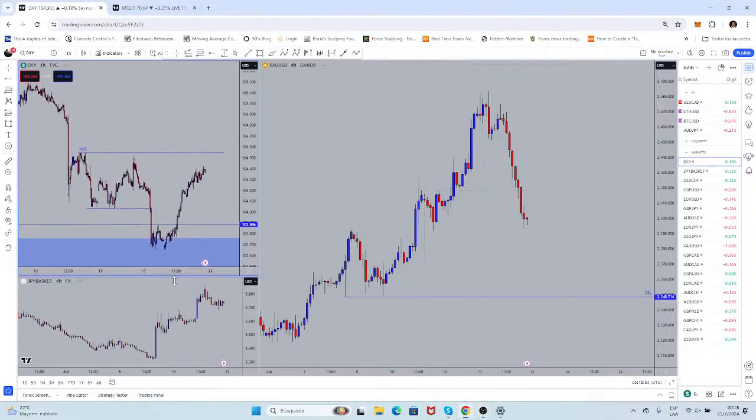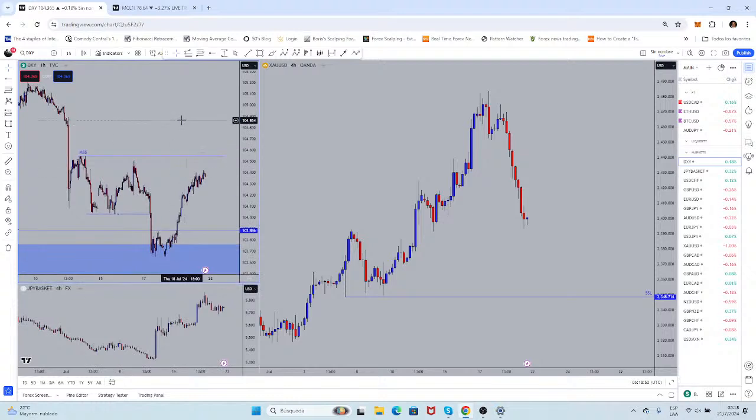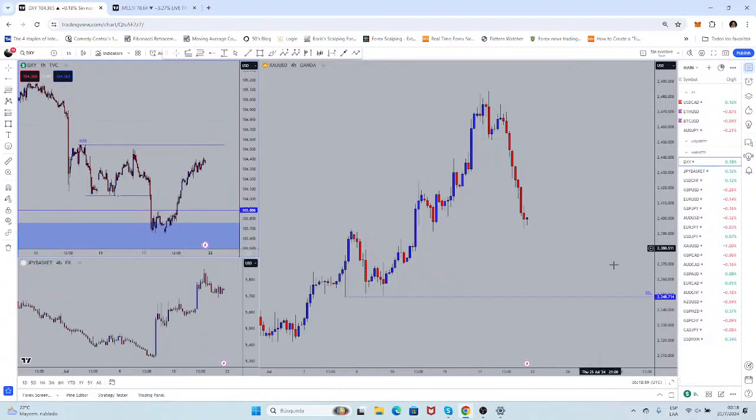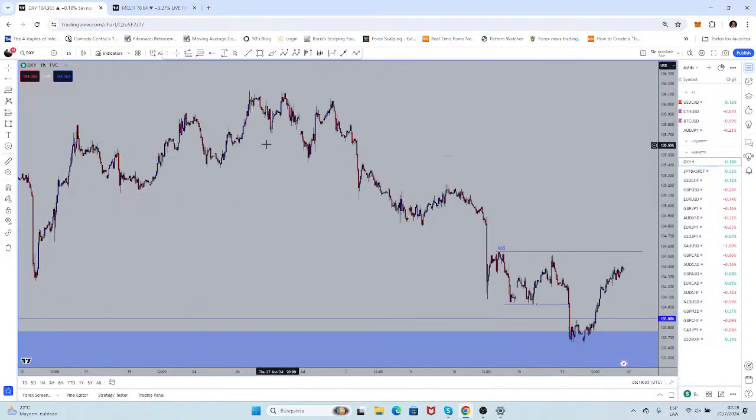Now, I'm going to talk about the USD, what I'm looking for next week. I'm going to talk about gold and a little bit about the Japanese yen. So let's start with the USD.